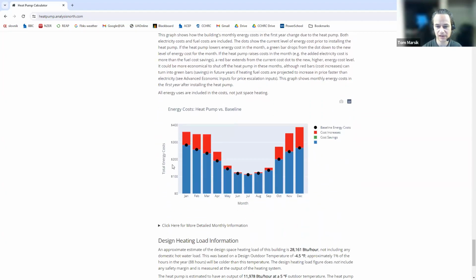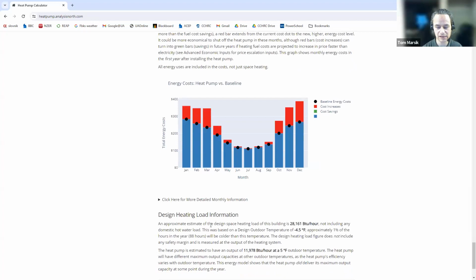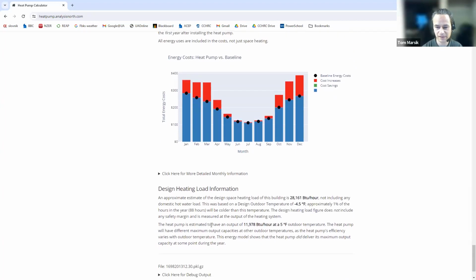But also when you look at the cost, every month you are losing money. So here, if you are saving money, you would see some green portions. We don't. We only see the red portions where the cost is increasing. The black dots are the baseline energy cost, but now because of the heat pump, our overall cost is higher. So again, the cost for the electricity is greater than the savings in the cost of the natural gas.